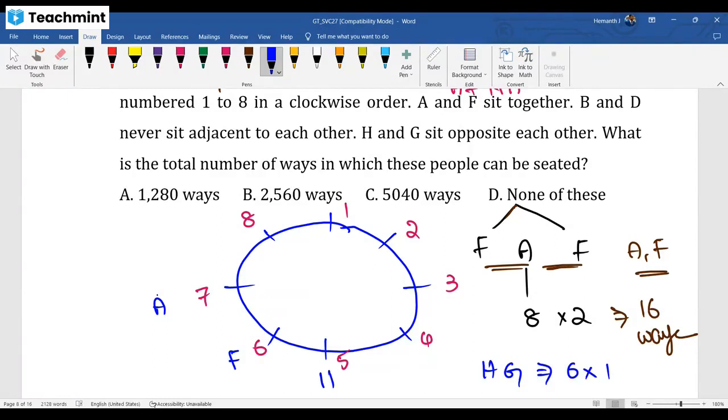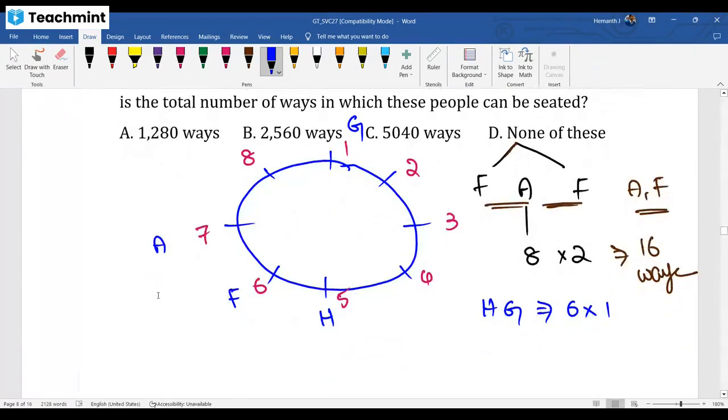H and G done, now we have 4 slots. The only condition left is for B and D: B and D never sit adjacent to each other. Still 4 slots are there, so we have to think about B and D. So far A and F 16 ways, H and G 6 ways, so we got 96 into something.